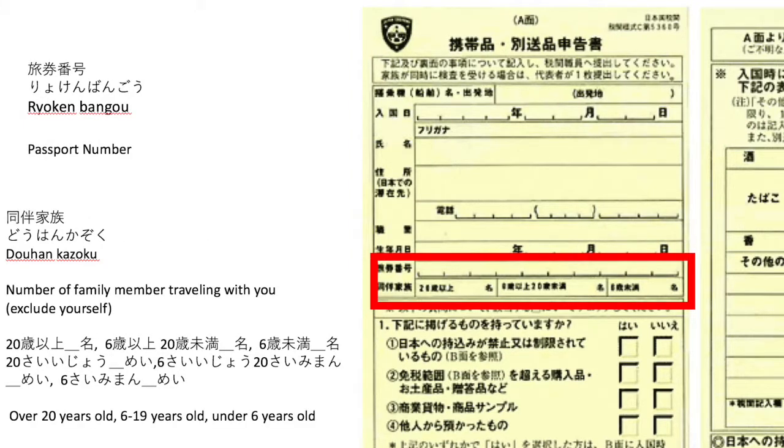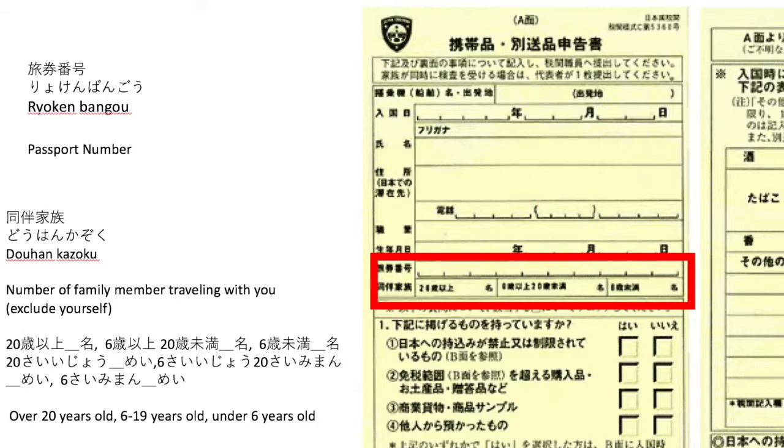Next, in the next red box is 旅券番号, which we also call パスポート番号, and it means your passport number, basically. And in the same red box there is 同伴家族, and it means the number of family members that you're traveling with, excluding yourself.